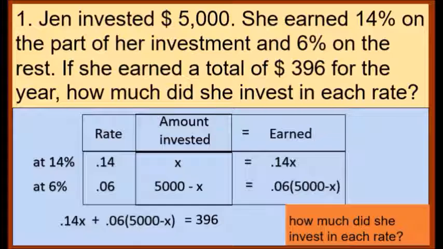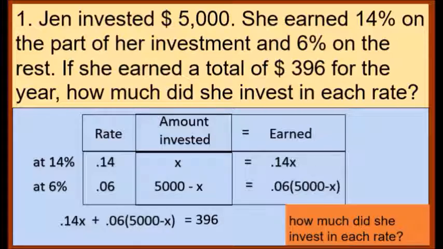Amount invested is X dito, kasi hindi natin alam kung ilan yung ininvest niya sa 14%. Basta yung buong investment niya is 5,000. Dito naman sa 6%, 5,000 minus X, kasi hindi natin alam kung ilan ang ginamit niya dun sa 5,000 para sa 14% at 6%.